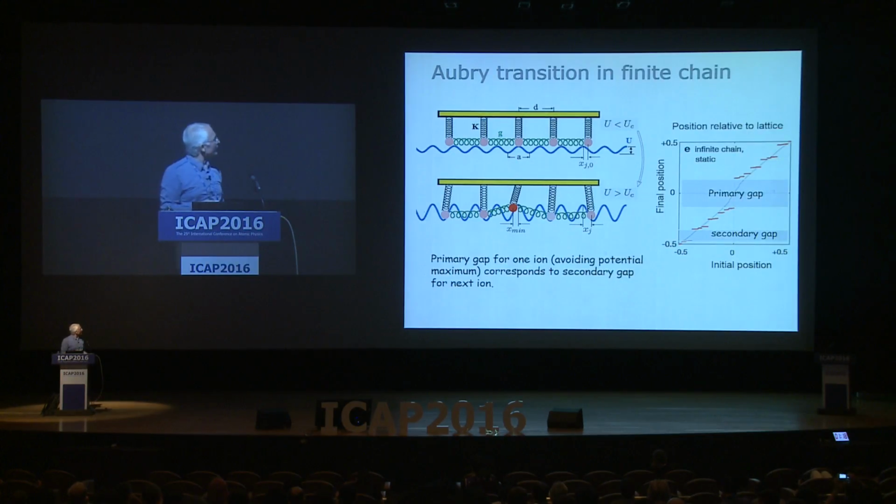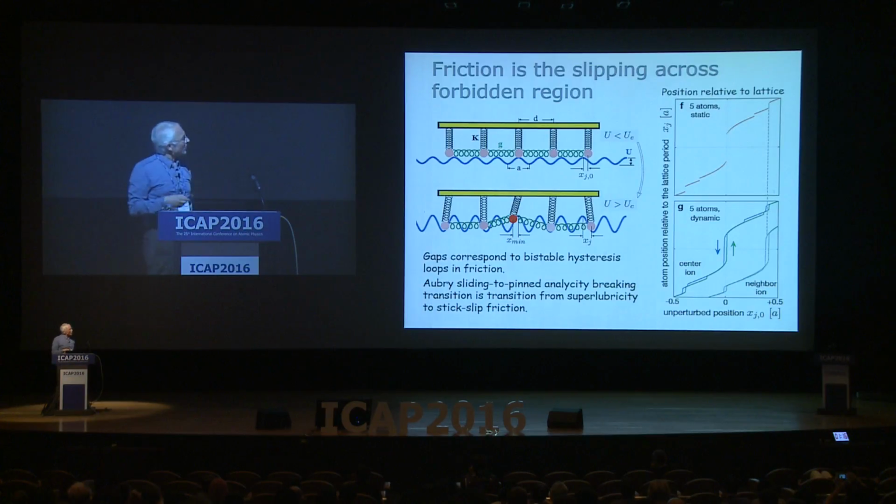Okay, I showed you this with the primary and secondary gap. Now, how is this related to our physics? Well, these forbidden regions in the static problem are exactly the regions where, as we pull the lattice over in one direction, the particle jumps from one lattice side to the next, right? It jumps from the local minimum to the global minimum, right? Because it doesn't like to sit on this periodic potential.